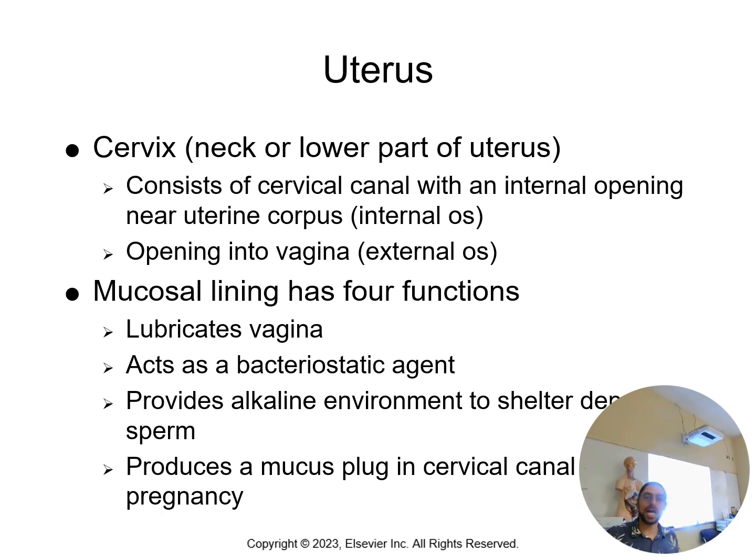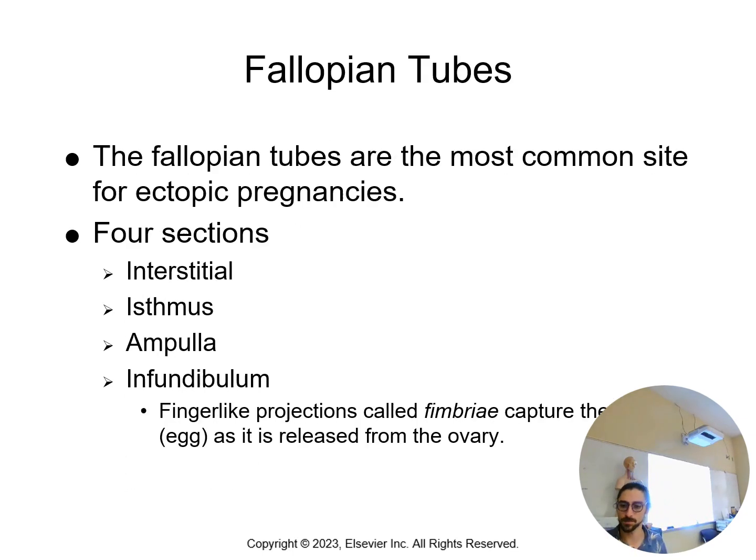See, it's not just a literal circle, because you can't have a two-dimensional object. It has to be a tube. It's a very short tube, but it's a tube. So there's an internal os and an external os. That's just the fancy words for the opening that's more on the inside and the opening that's more on the outside, the uterine opening and the vaginal opening. The mucosal lining has multiple functions: lubrication, bacteriostasis, providing an alkaline environment to shelter sperm, and creating a mucus plug during pregnancy to prevent bacteria from getting up towards that baby, among other things.